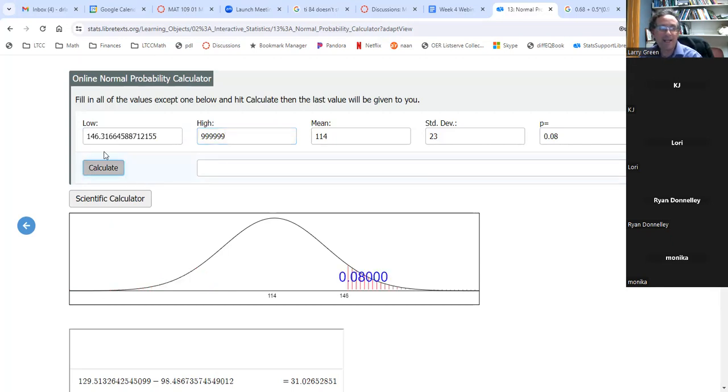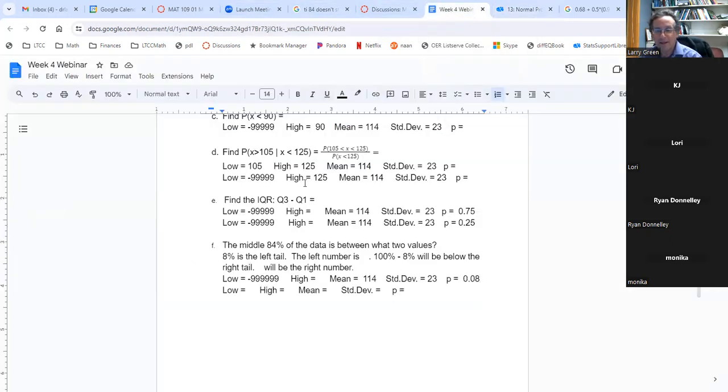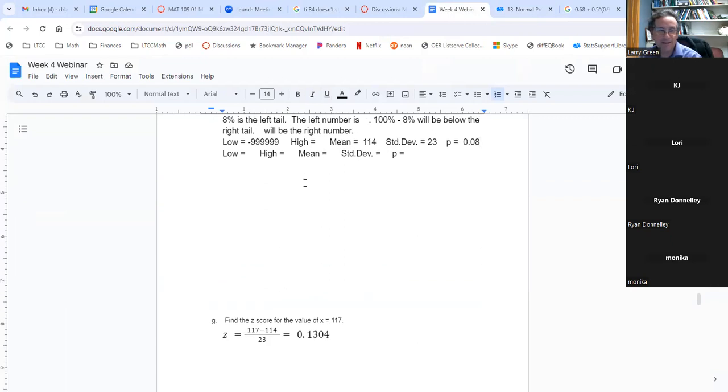And I calculate, and 146.316645,887, etc., is going to be the right-hand side of the middle. Any questions at all on how I calculated this middle area? Any questions?